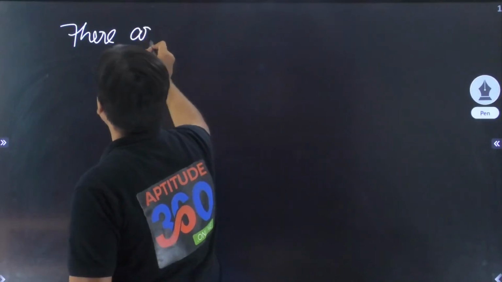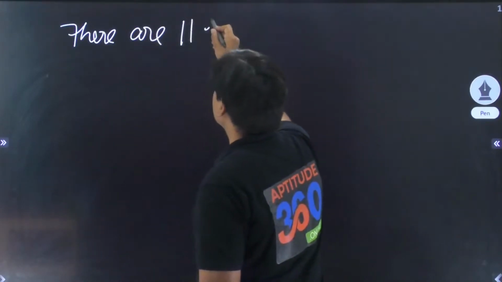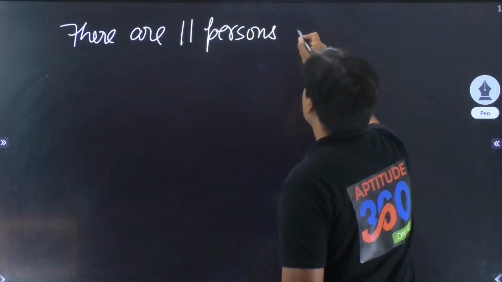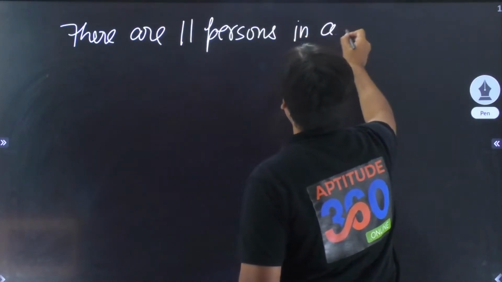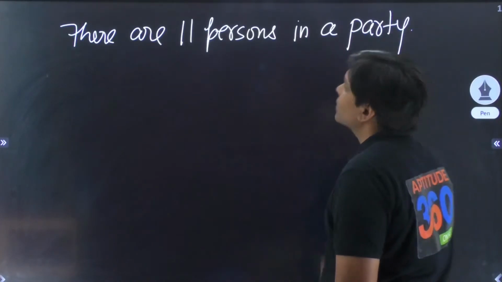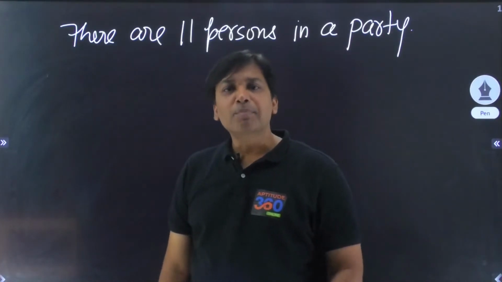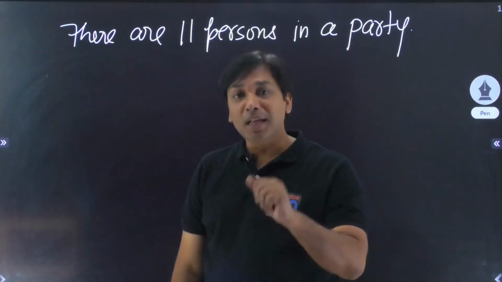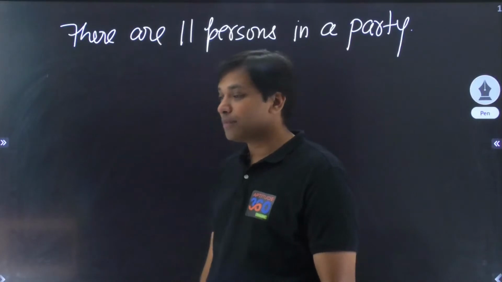There are 11 persons in a party. तो मान लो किसी पार्टी में, मान लो ये आपके सिलेक्शन की पार्टी है, आप सिलेक्ट हो गए हो, ठीक है जी, और आपने पार्टी दी, 11 लोगों को दी. मान लो उसमें मेरा भी नाम होगा, आई होप मेरा भी नाम होगा.